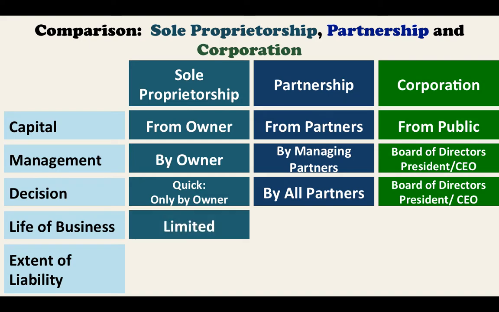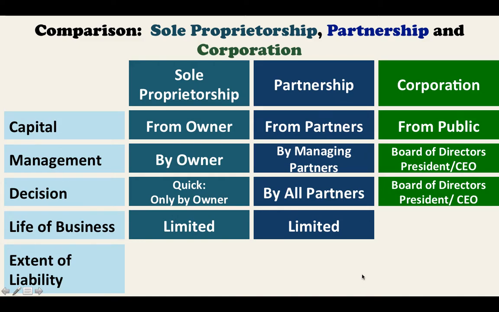In terms of life of business, the life of sole proprietorship is very limited because if something happens to the owner, then there's a possibility that the business will be terminated. That's also true with partnership. If something happens to one of the partners, then there is a possibility that the business operations will be terminated.